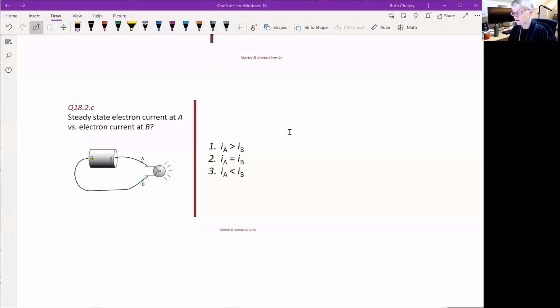So the most popular answer is 2, which is that the number of electrons per second passing location A going in that direction, i sub A, is actually equal to the number of electrons per second passing location B. And that indeed is the correct answer. But let's see why the other two alternatives don't make sense physically.